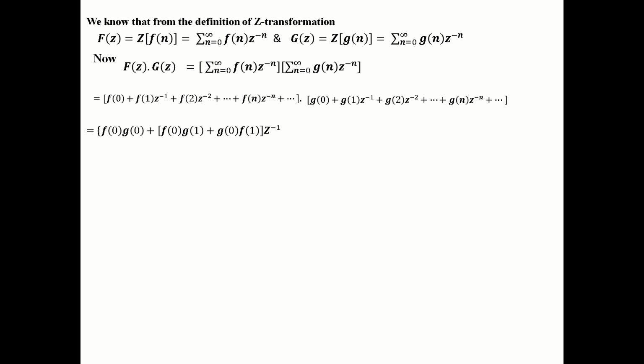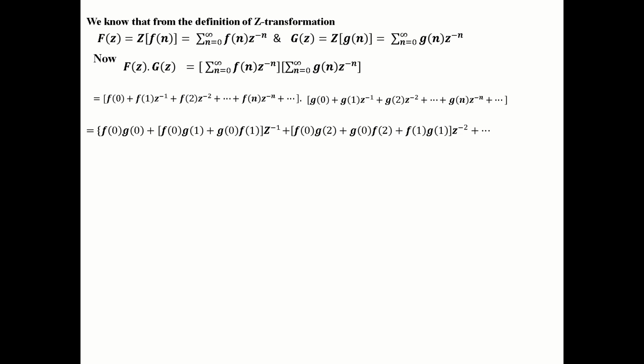Similarly, the second term in the first bracket, f of 1 into z power minus 1, and the first term in the second bracket, g of 0. So f of 1 into g of 0 is also z power minus 1. So z power minus 1 is common. So the second term is f of 0 into g of 1 plus g of 0 into f of 1, into z power minus 1.